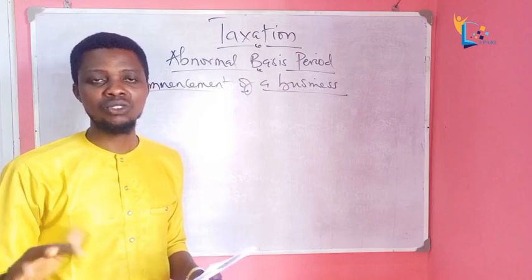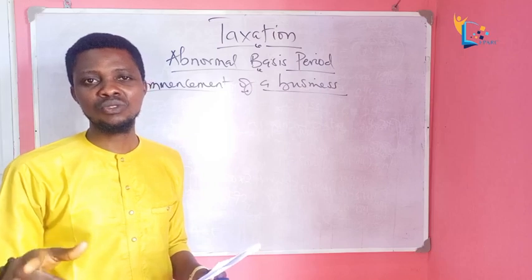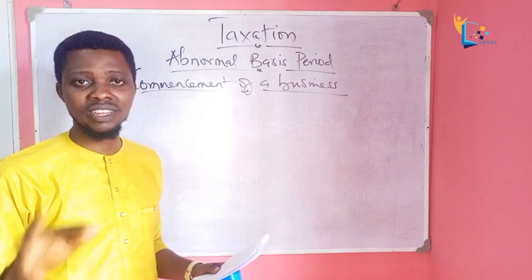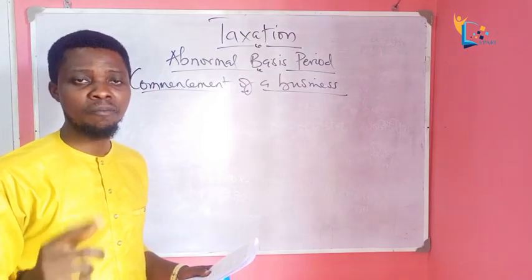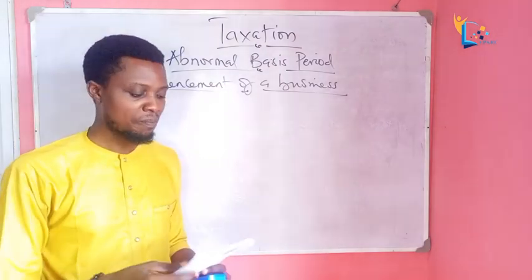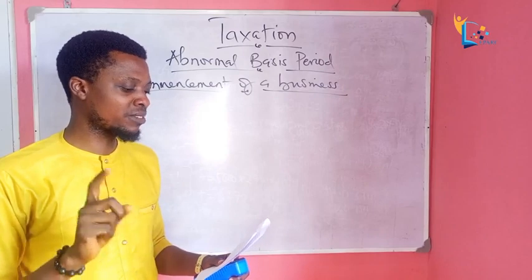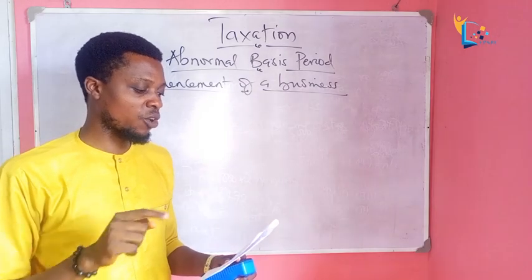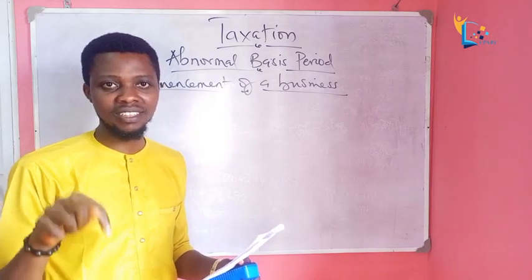These rules are similar to the ones in section 24 of the Personal Income Tax Act, which is also similar to those in section 29 subsection 3 of the Company Income Tax Act. There are 3 of these rules. Number 1 says the profits made by the business will be assessed in the first year from the date of commencement to 31st December of that year.